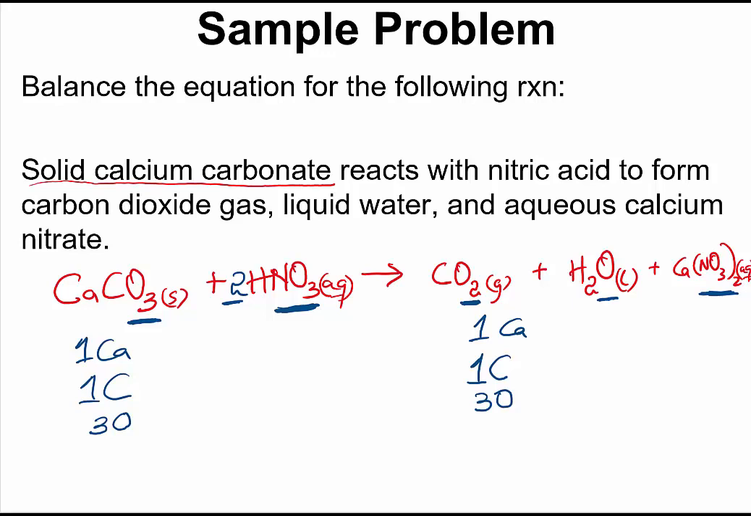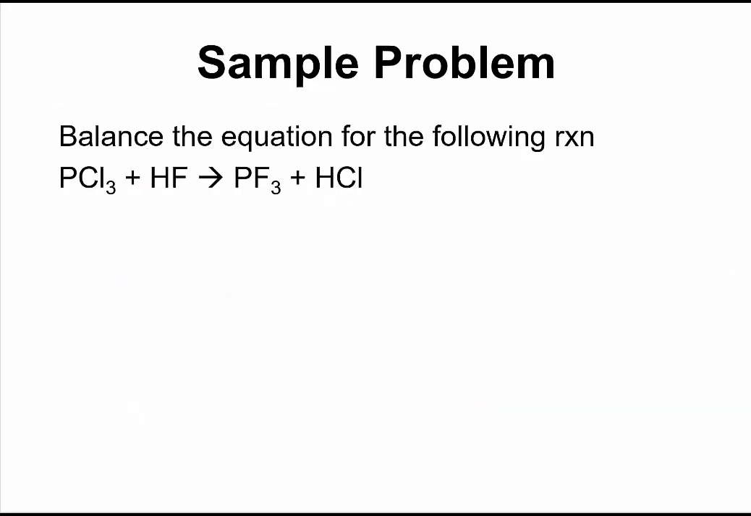And on the reactant side, we have 2 hydrogen. On the product side, we have 2 hydrogen. That is balanced, which means simply by balancing the polyatomic ions on both sides, we have successfully balanced the equation. Let us take a look at another question.